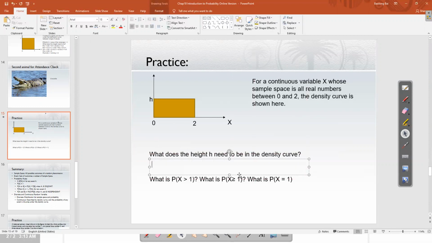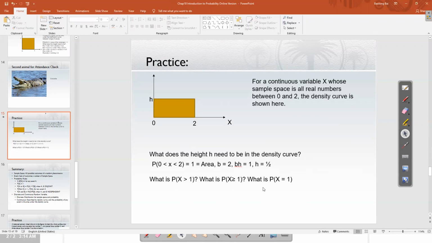So basically, just like what we did earlier, the probability of the sample space has to equal 1, right? And the probability of the sample space will be the area shaded. Area represents the probability. For this rectangle shape, base equals 2, area equals 1. So what does height have to be? Base times height needs to equal 1, and base equals 2, so height will equal 1/2, right?